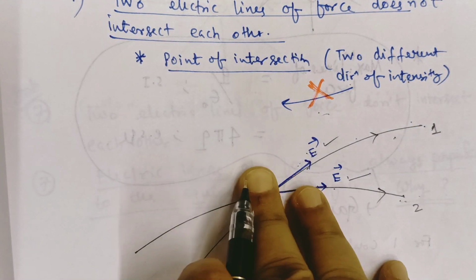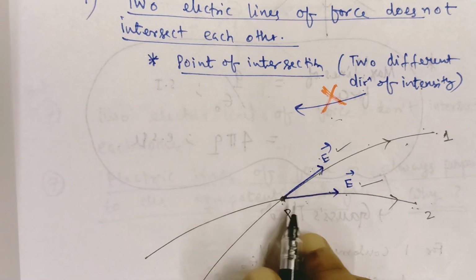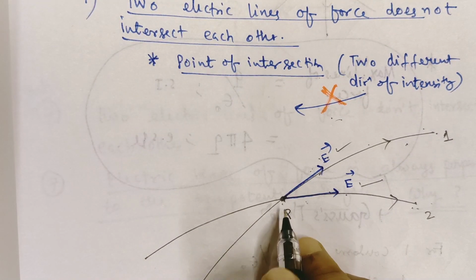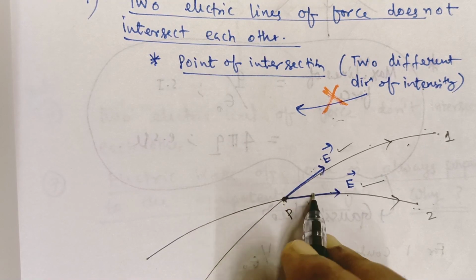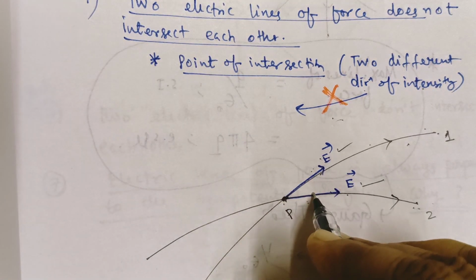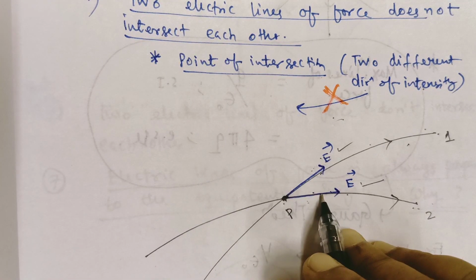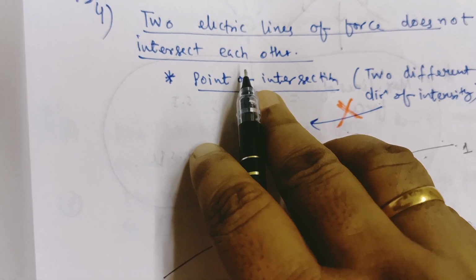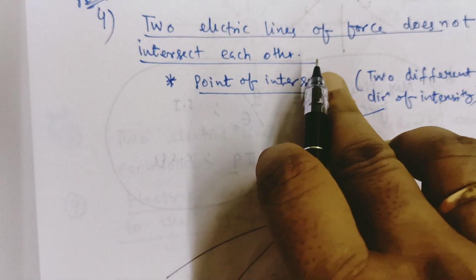So when the question comes why two electric lines of force do not intersect, you will say by drawing the diagram that at the point of intersection we are getting two directions of intensity, which is undesirable. That means it is not suitable for a vector quantity. So this property you should remember: two electric lines of force do not intersect each other.